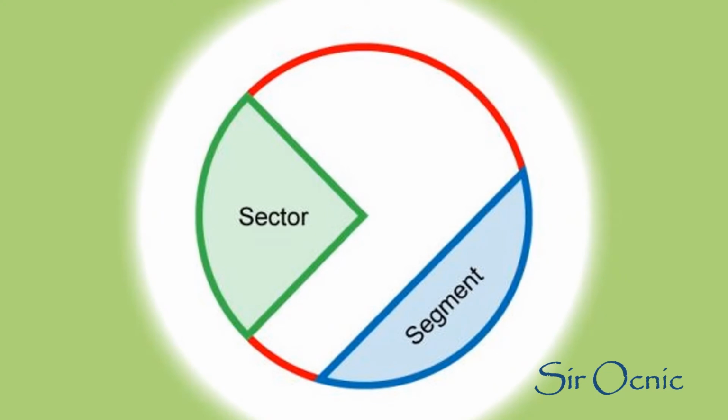In this figure, we can now differentiate what is a sector of a circle and a segment of a circle. The sector of the circle is the green shaded part, while the segment of the circle is represented by the blue shaded part.